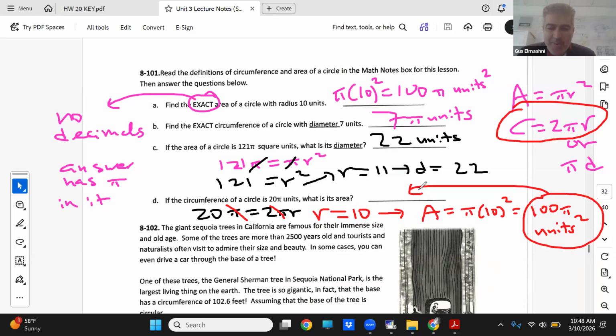Giant sequoia trees in California, famous for immense size and old age. Some of the trees are more than 25 years old. Tourists and naturalists often visit to admire their size and beauty. Some you could actually drive a car through, which is very famous.